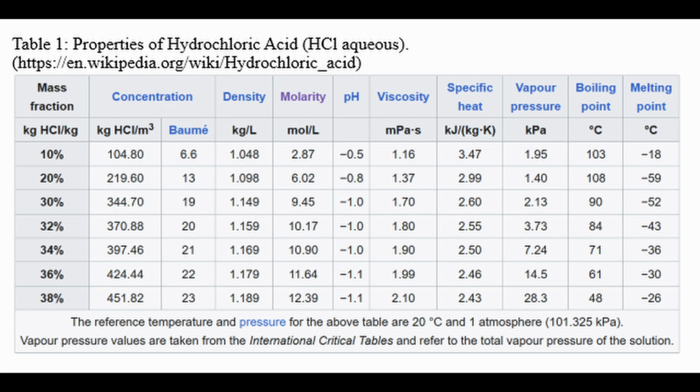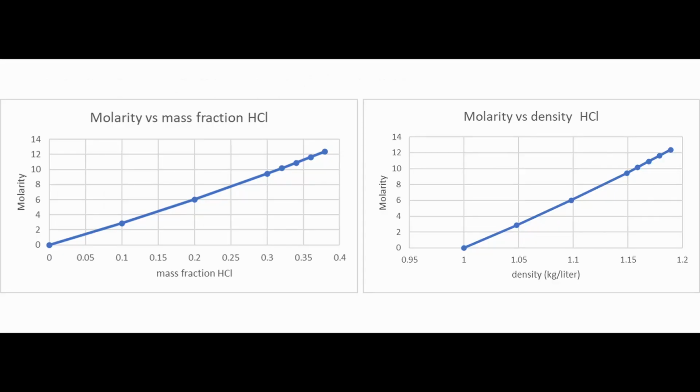Looking back at the table, we note the mass fraction is in column 1, the density is in column 4, and the molarity is in column 5. From these table values, we can plot the molarity versus mass fraction, or molarity versus density, as I have done in the figures. We can see that in both plots, the curves are fairly linear. The curves are not perfectly straight lines, but they are straight enough that we could use a linear interpolation to get good approximations for unknown values between the known values on the table.